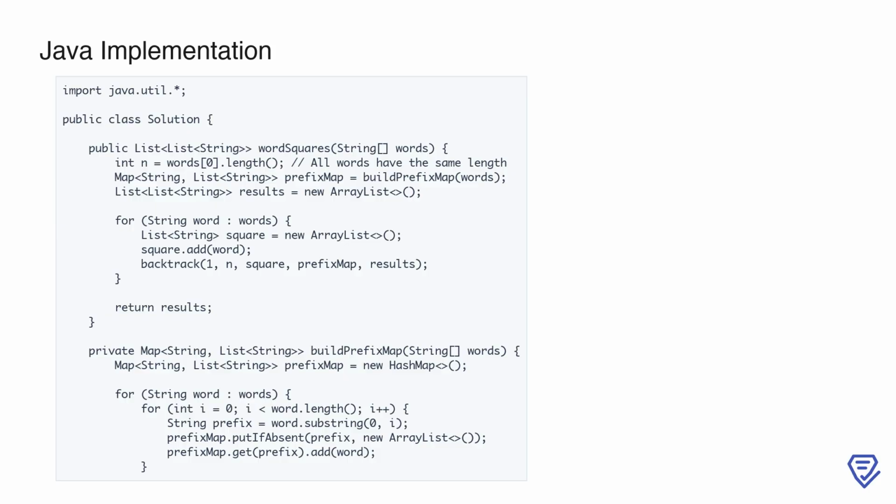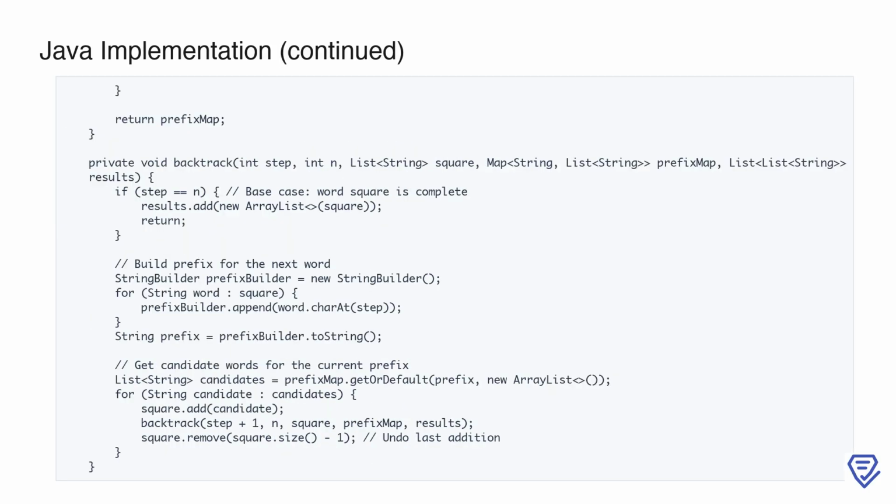Next, we create a prefix map to store all possible prefixes and their corresponding words, which will help us efficiently find candidates during the backtracking process. After building the prefix map, we initialize a list called results to store the final word squares. For each word in the input array, we treat it as the starting word of a potential square. We create a temporary list called square to represent the current square under construction, add the word to it, and call the backtrack method to fill in the remaining rows. The wordSquares method ultimately returns the list of all valid word squares.